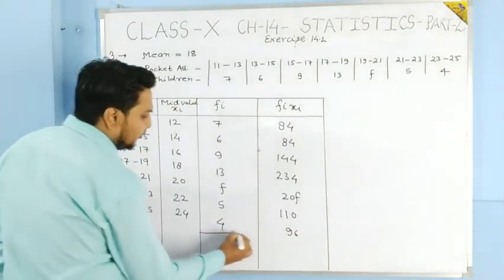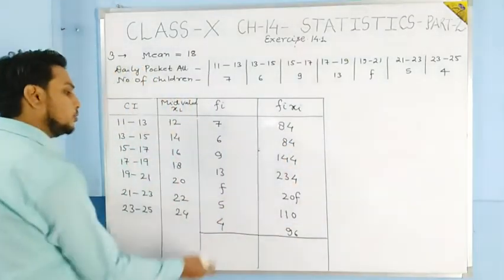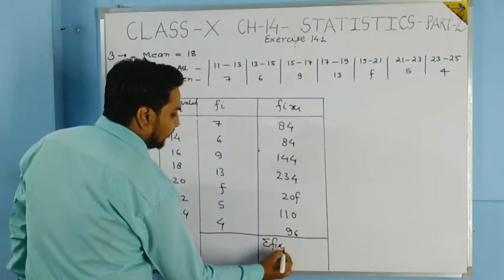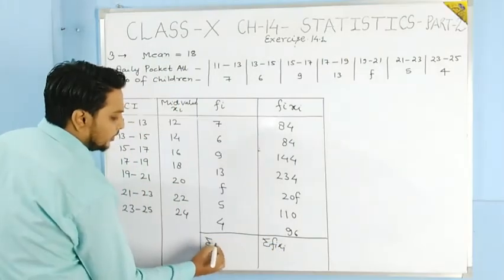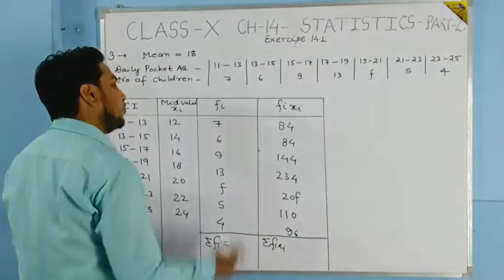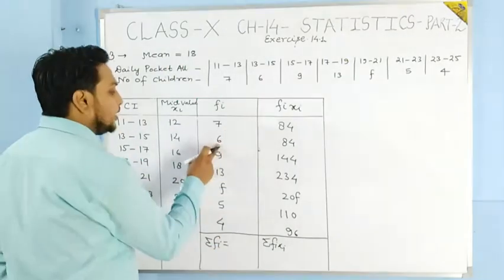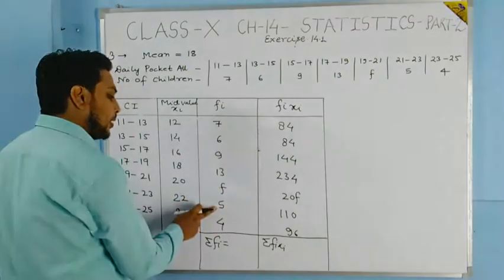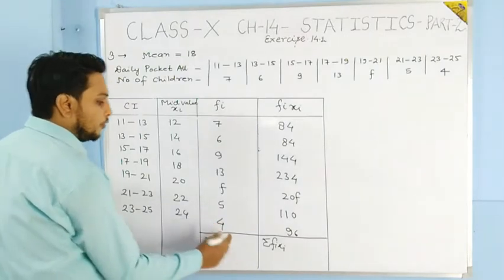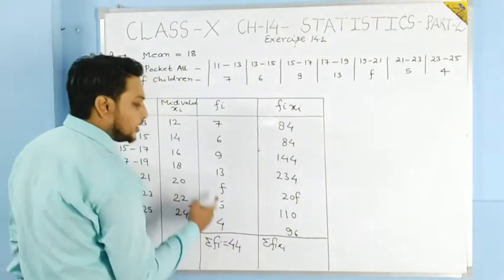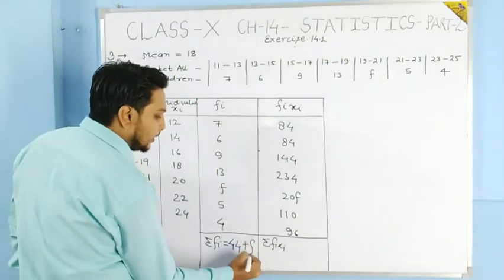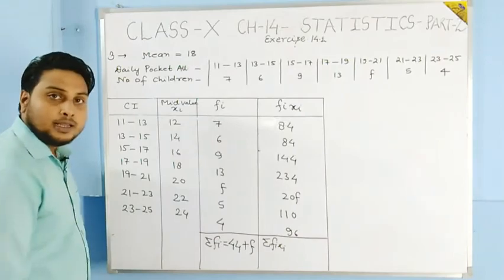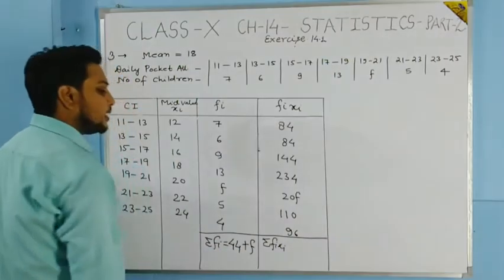Now we'll find the sum of these two. Here we'll find sigma fixi, and here we'll find sigma fi. When we add 7, 6, 13, 13, 9, 22, 22 and 13 is 35, 35 plus 5 is 40, 40 plus 4 is 44. And students, f we will write separately, plus f, because we are adding all these, so f will not be added directly.